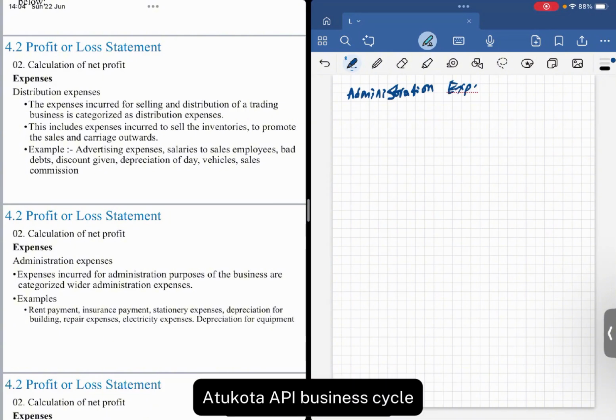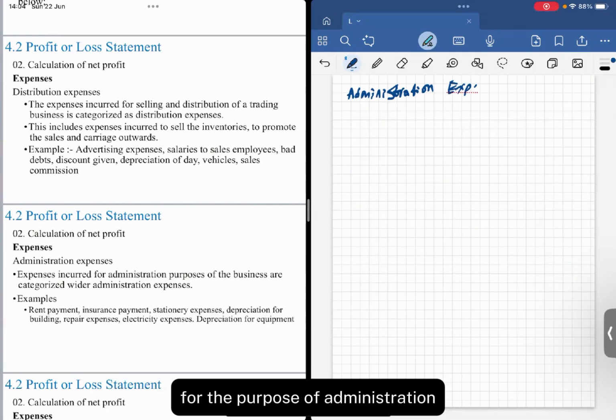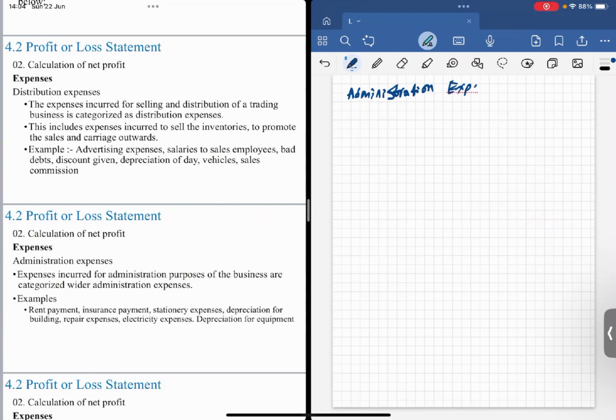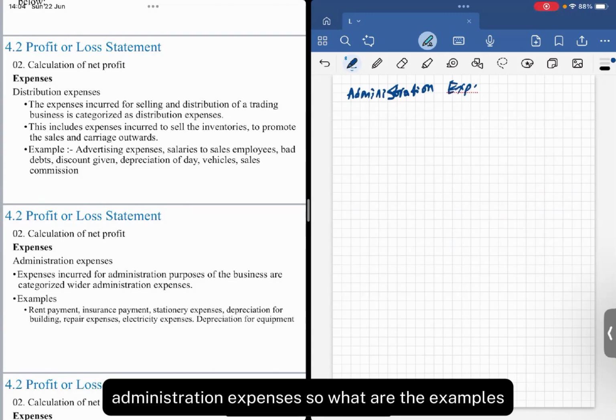Now when we are running a business, there are some expenses that need to be incurred for the purpose of administration. Those expenses we categorize as administration expenses. So what are the examples?